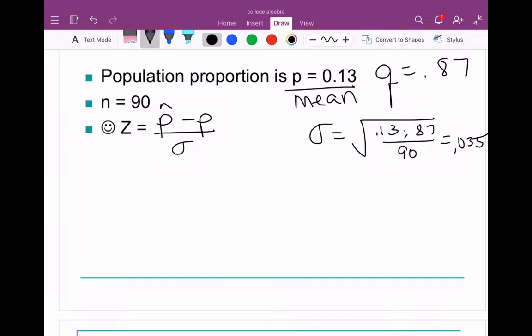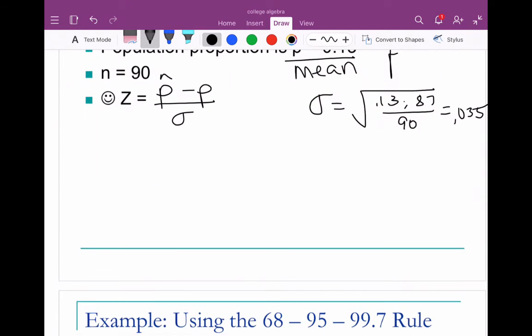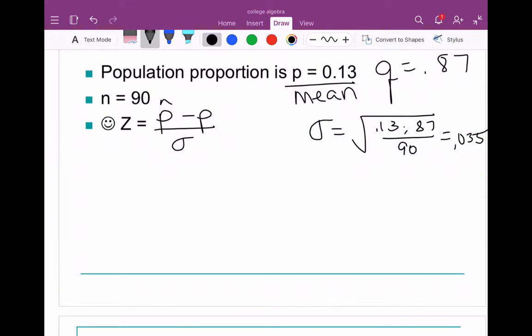So I know my population proportion and I now know my standard deviation, but I also need to know my sample proportion. So the original question is asking us that out of 90 students, what's the probability that we won't have enough seats if there are only 15 seats? So in other words, out of those 90 students, what's the probability that there's more than 15 people who are left-handed? So our sample proportion that we're going to use, p hat, is going to be equal to 15 out of 90, which is 0.167.